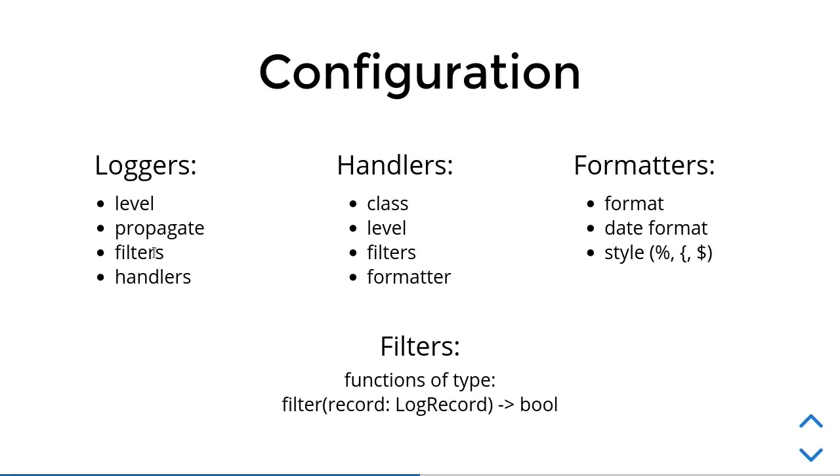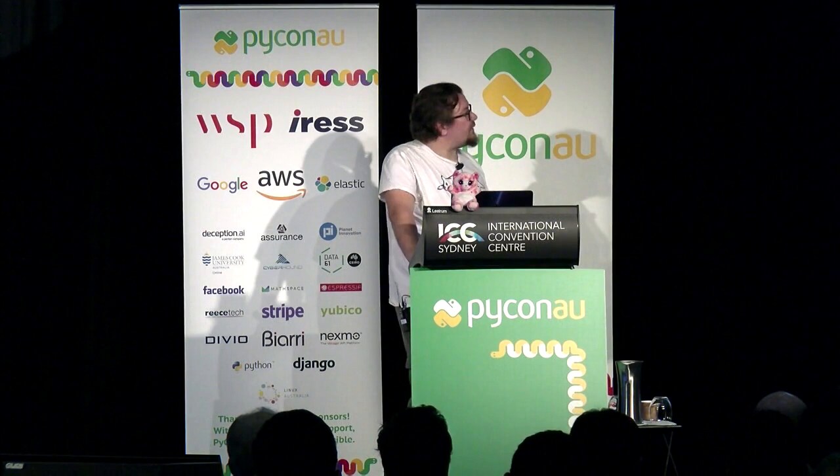Handlers, when you're configuring, you specify what the class is of the handler you're trying to configure, the level that it's going to squelch at, again, its own list of filters to decide on what to do, and perhaps a formatter for how it's going to format its messages. Formatters, you generally just give the actual format string, a Python format string normally. Date formats are how to specifically format dates for this case, so you can actually control that separately. And there's now, since 3.6 or 3.7, three different styles of formatting you're allowed to use because Python has so many different string formatting options now.